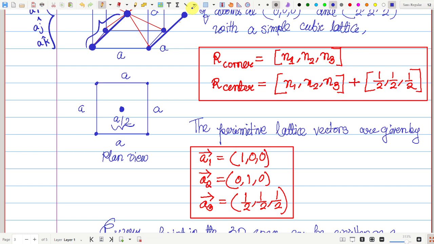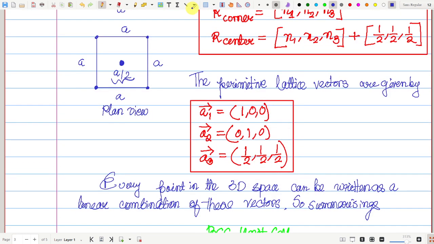So the primitive lattice vectors, they are what? 1 0 0, 0 1 0, and half, half, half. Why so? It's basically the x-axis, the y-axis, and the half, half, half, because this creates the whole system. So how to see this? What are primitive lattice vectors? They make a primitive lattice, a primitive unit cell. And what is a primitive unit cell? The cell which has only one point inside it. So that is called a primitive unit cell.